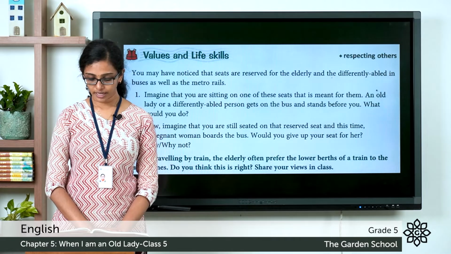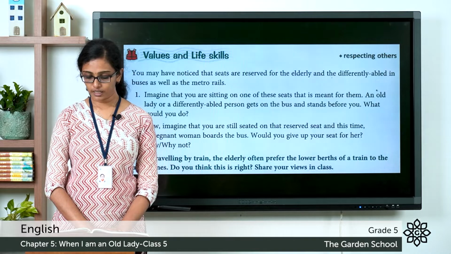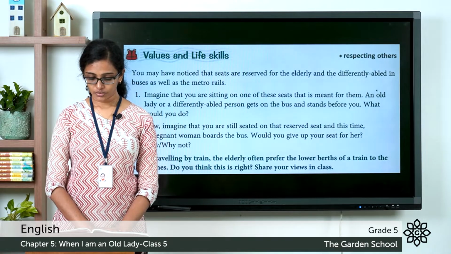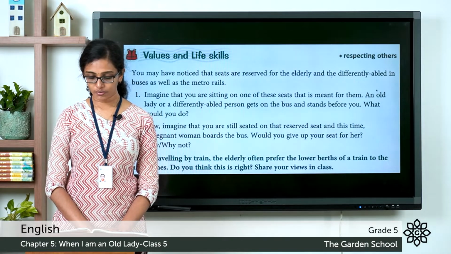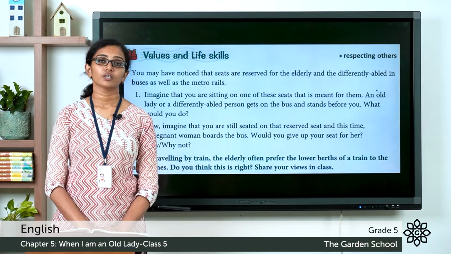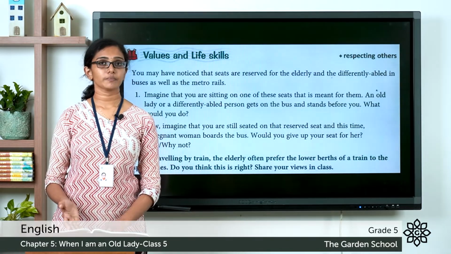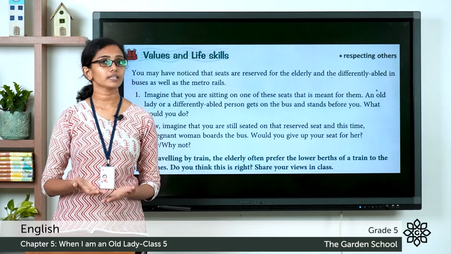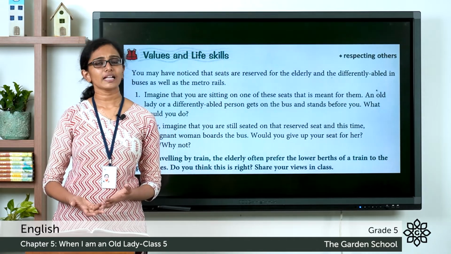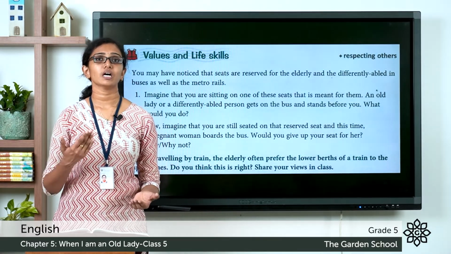While traveling by train, the elderly often prefer the lower beds of a train to the upper ones. Do you think this is right? Share your views in class. So you know, in a train there will be a lower berth, a middle berth and an upper berth. So the elderly people usually will prefer the lower berth.